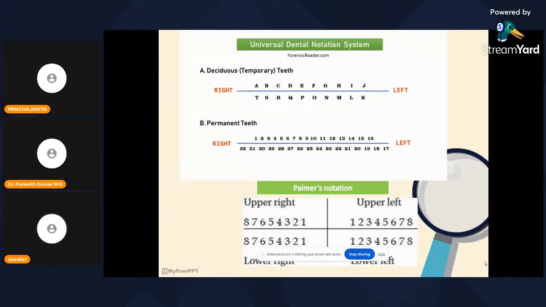Based on that, identification can be done, and based on examination of the teeth or the development of the teeth, or radiological examination of the ossification centers and all, we can estimate an age.